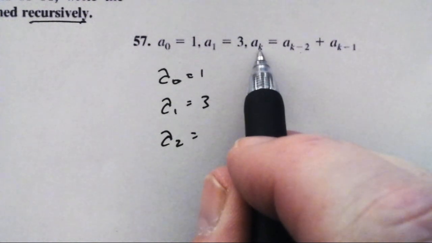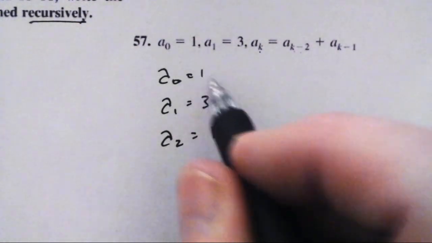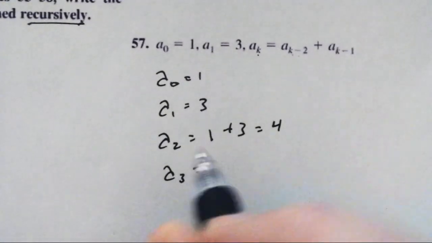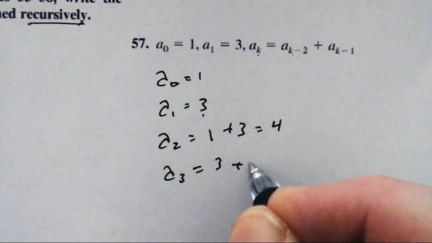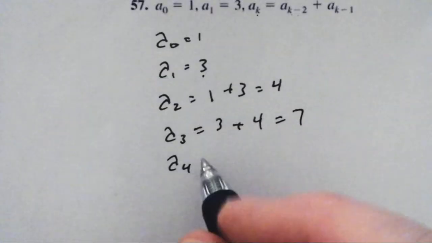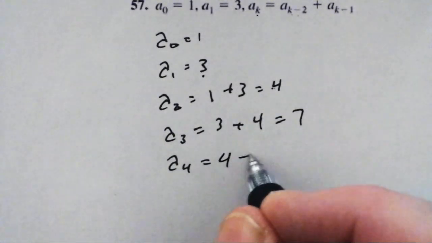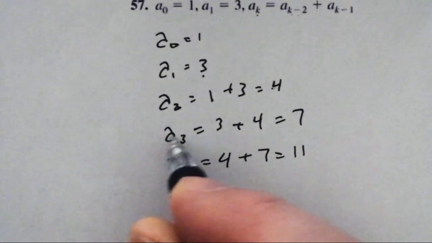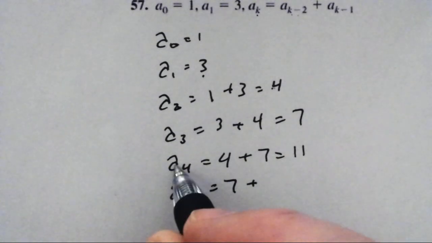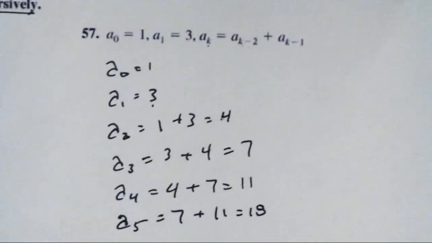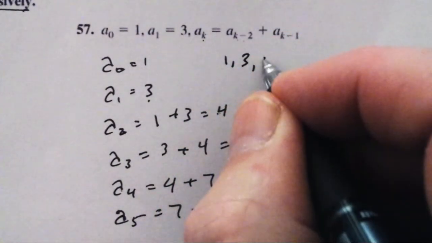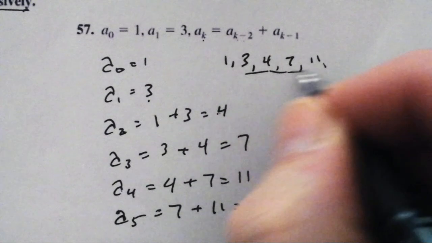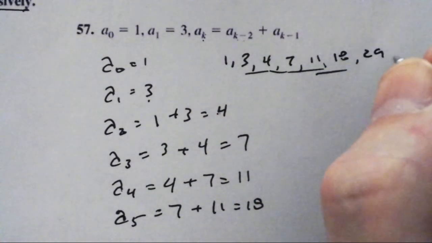A2, when k is 2, would be A0, 1, the term 2 before it, plus A1, the term that's 1 before it. Oh, I got it. A3 would be the term 2 before it, plus the term 1 before it. A4 would be the term 2 before it, or 4, plus the term 1 before it, or 7. And A5 would be the term that came 2 before it, A3, 7, plus the term that preceded it, A4, 11, 18. Sometimes this is easier if we just do it in a list. 1, 3, add these two, get 4, add these two, get 7, add these two, get 11, add these two, get 18, add those two, get 29, and so on.